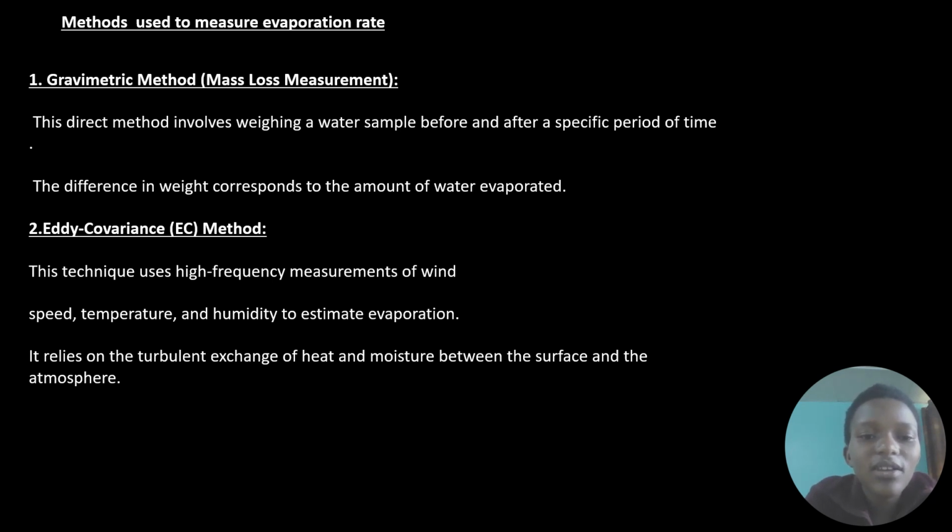The second one, the eddy covariance (EC) method. This technique uses high frequency measurement of wind speed, temperature, and humidity to estimate evaporation. It relies on the turbulent exchange of heat and moisture between the surface and atmosphere.